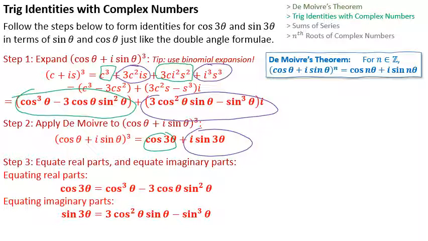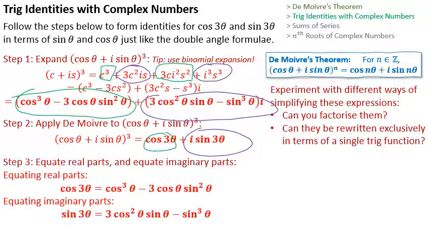So we write them without the i's and we just get the triple angle formula for sine 3 theta. And even though we relied on complex numbers and some sophisticated techniques to generate these, they are just as valid and real for real numbers as they are for complex numbers.